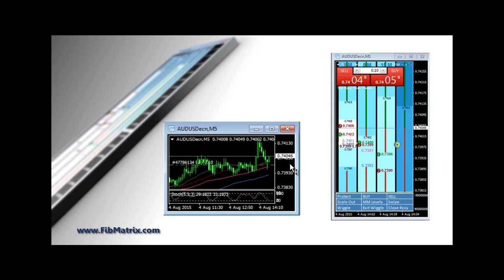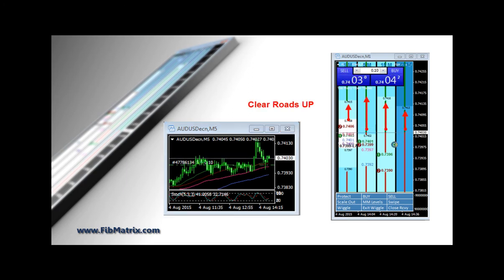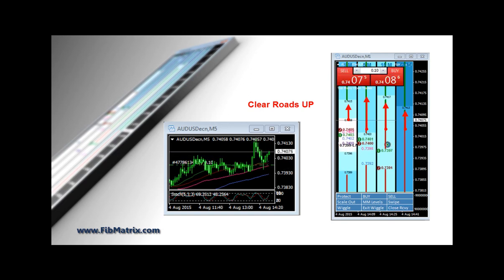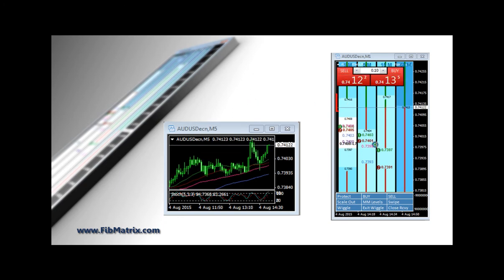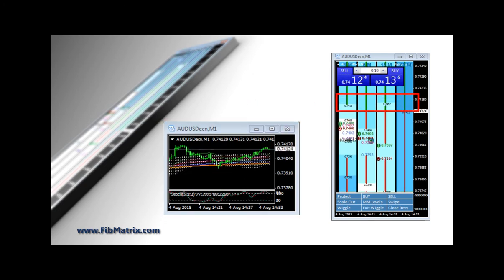You can see price is now moving up towards that high. Now, as long as these roads are clear above us, meaning there are no numbers in the lanes and you have nice big gaps up to the next multi-time frame level, then price should have no problem moving up to that next level.